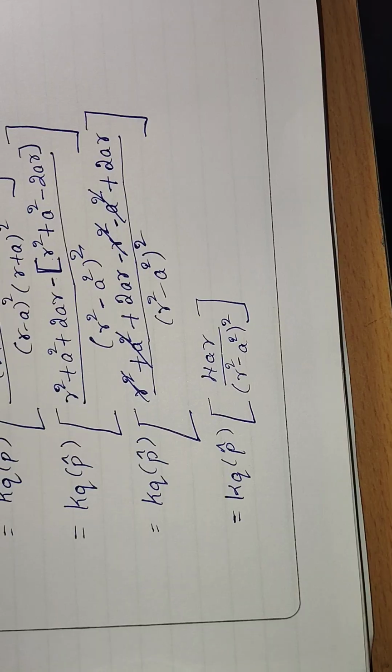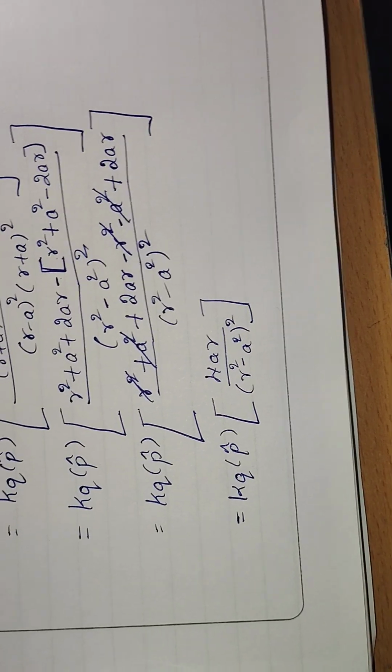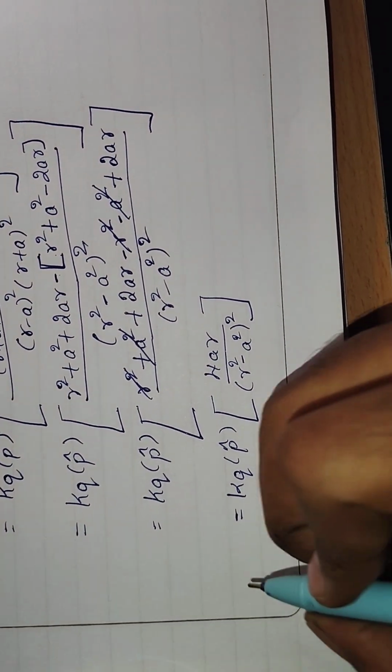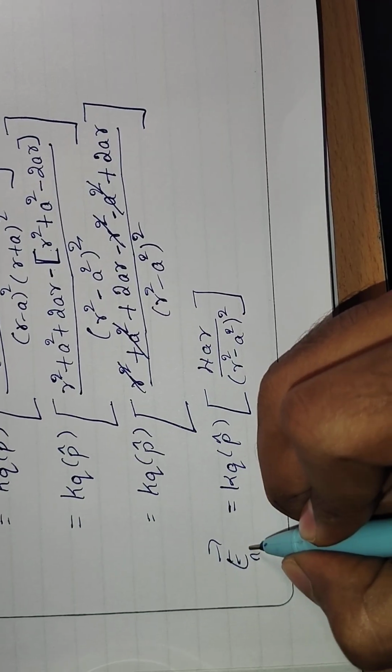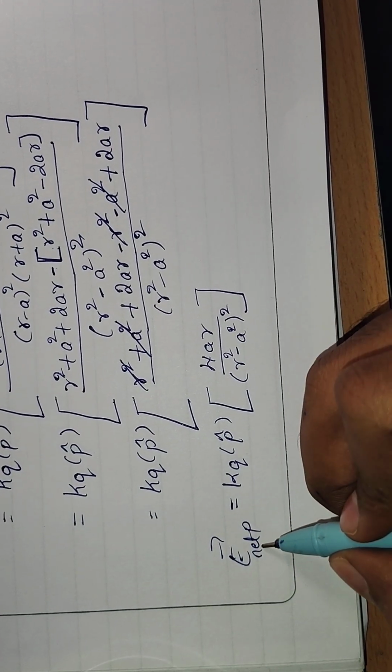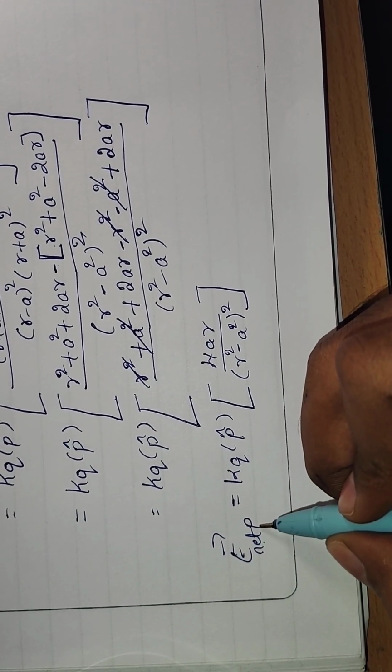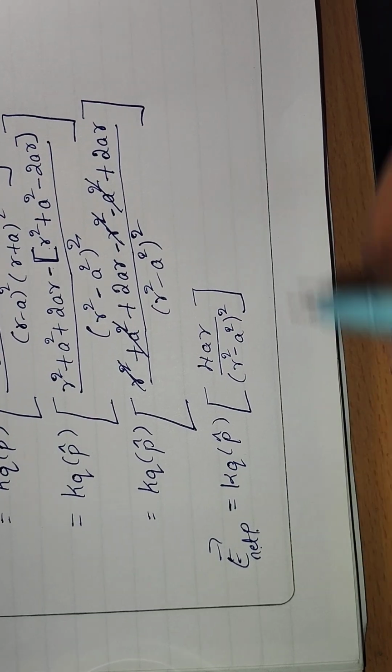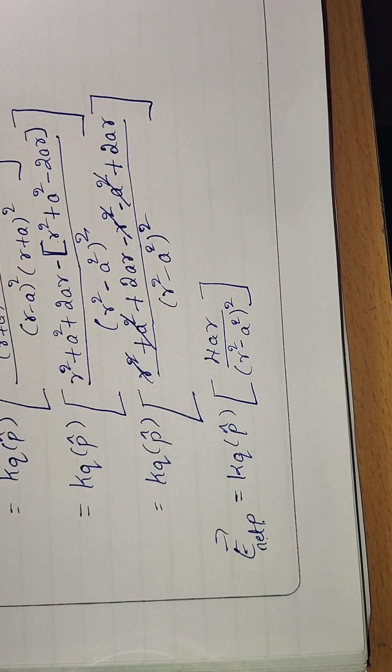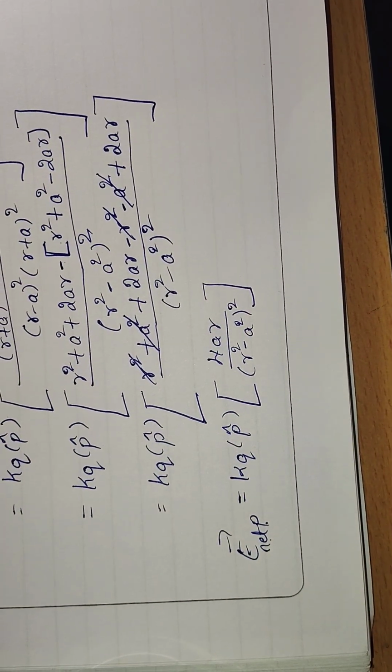This is the simplified representation. Okay, we can reduce this expression even further. So this is the mathematically simplified expression for the net electric field at the point P due to both positive and negative charge in the dipole. Okay, now how can we simplify this one further?